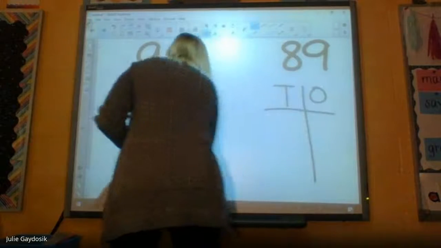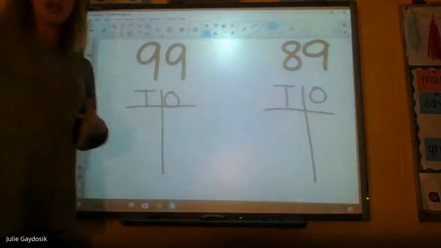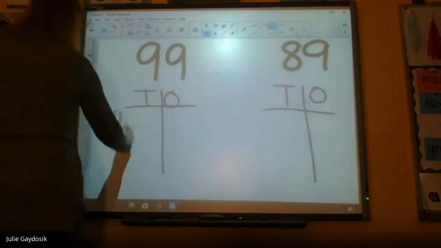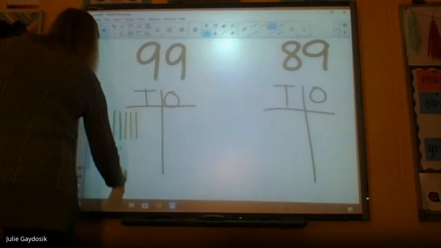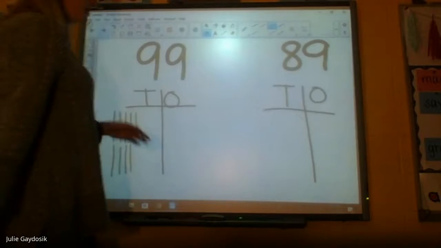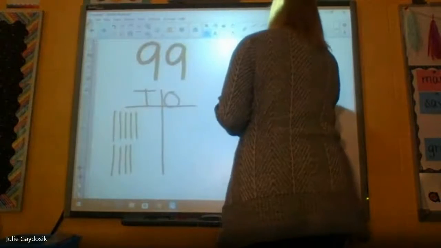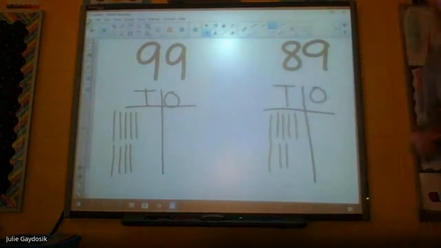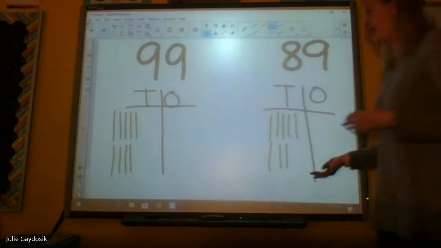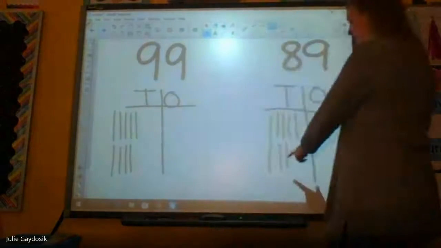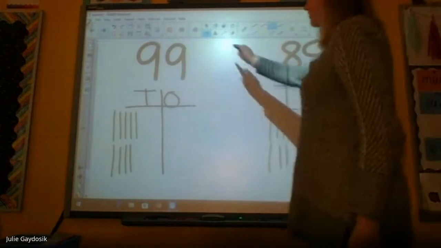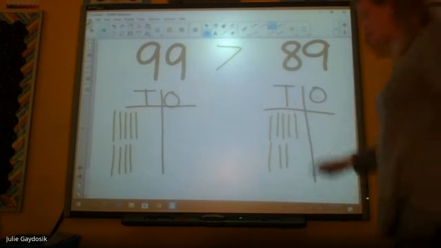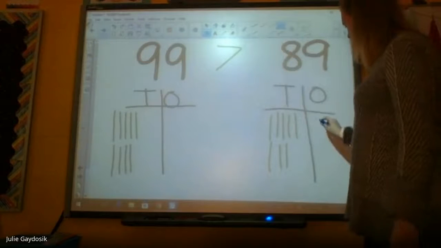All right, so first we look at the tens to see which one's bigger. I see I have 9 tens here. 1, 2, 3, 4, 5, 6, 7, 8, 9. Now I'm going to do my tens over here. I have 1, 2, 3, 4, 5, 6, 7, 8. Now, looking at my tens and ones, you can tell that this one is bigger than this one. Well, tens are bigger than ones. So 99 has to be bigger than 89.